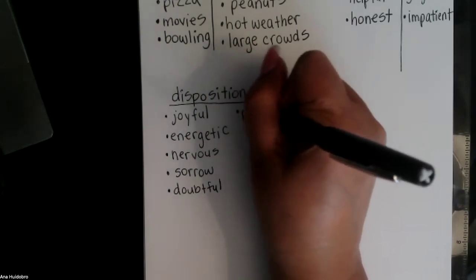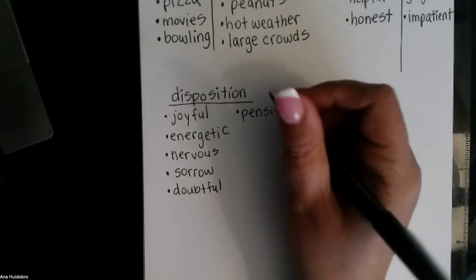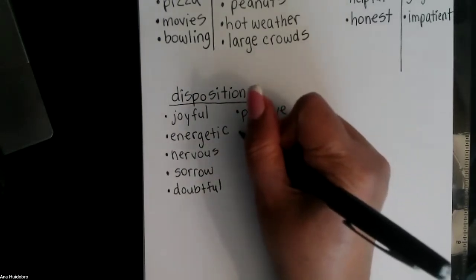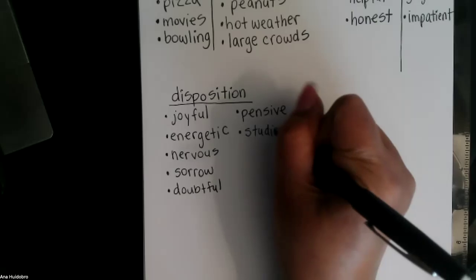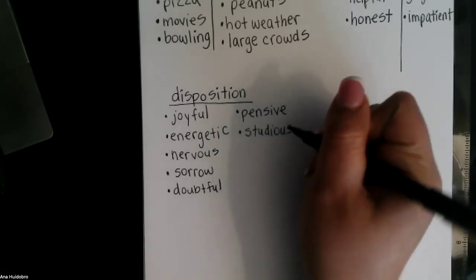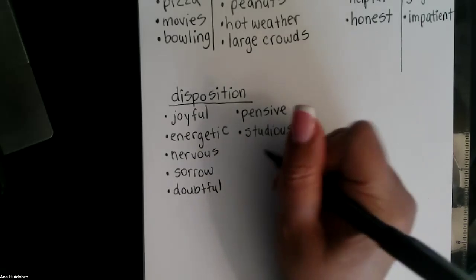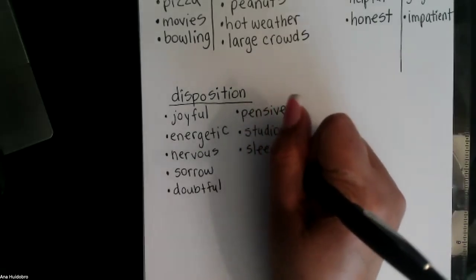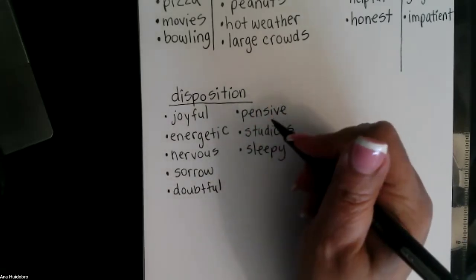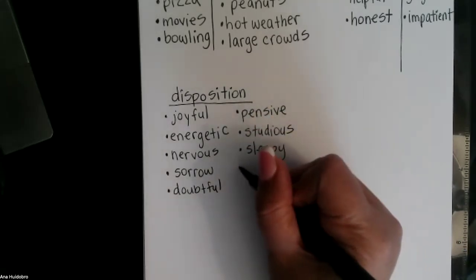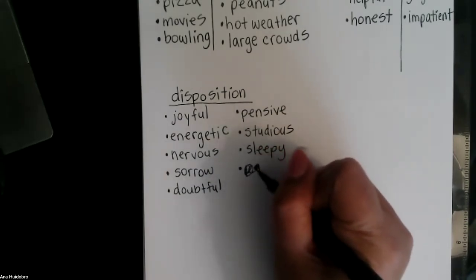You do not have to write this. That means they're thoughtful. They're always listening and thinking, right? Sometimes their disposition is they're kind of studious. They always have their nose in a book, or in my case, trunk in a book. Sometimes they could be kind of sleepy. They're always tired. Pensive is kind of like thoughtful. I put pensive over here.